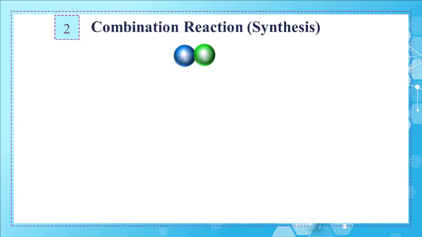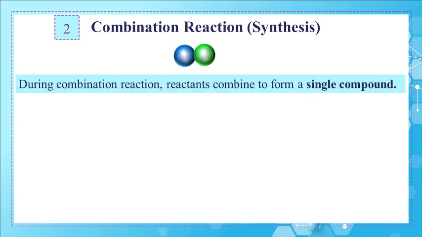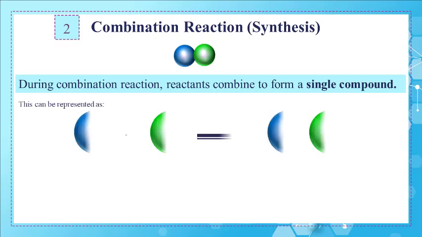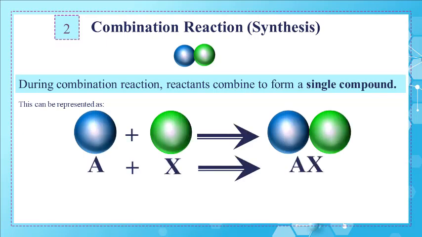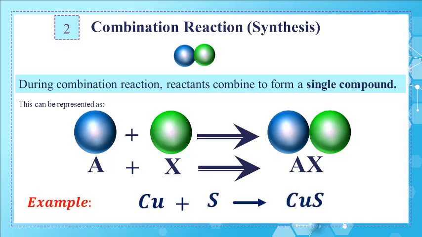The second type is called combination or synthesis reaction. During combination reaction, reactants combine to form a single compound. This can be represented as A plus X gives AX. For example, Cu plus S gives CuS.